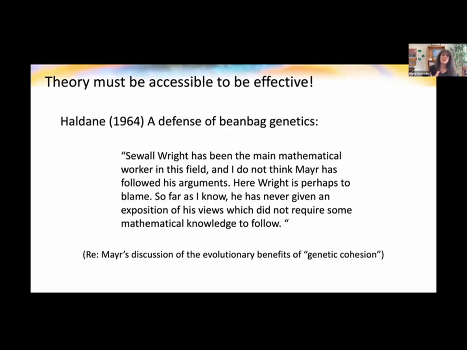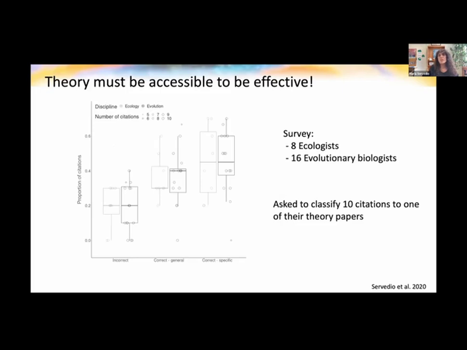So Haldane, in his paper, Defense of Beanbag Genetics, was talking about Mayr's issues with Wright's arguments against the idea of genetic cohesion. And he says that here Wright perhaps is to blame. So far as I know, he's never given an exposition of his views, which did not require some mathematical knowledge to follow. And here's a little bit more evidence that we could do a better job communicating.